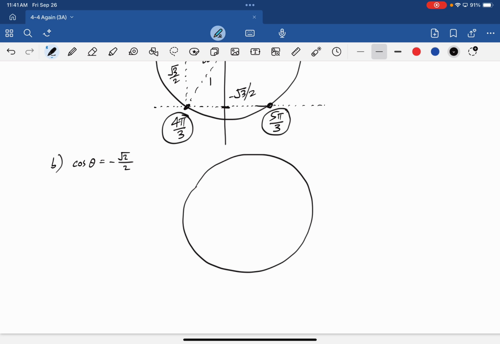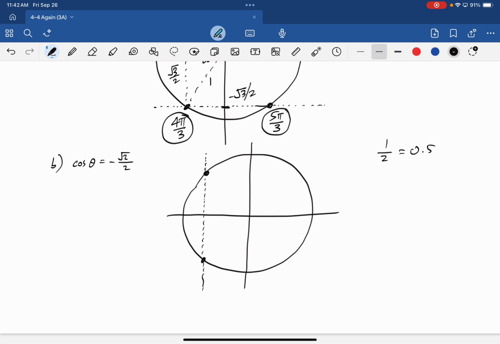Okay, so I'll draw my circle here, and I'm looking for basically all the points on the unit circle with x coordinate negative root 2 over 2. That's right here. So that's these 2 points. It might help you to know these values.